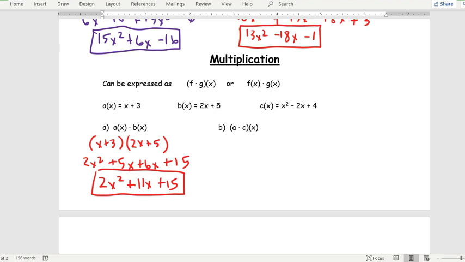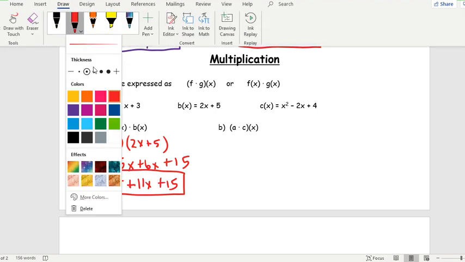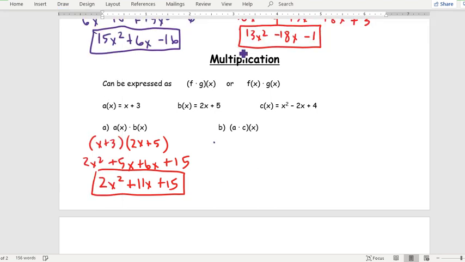All right. Why don't you pause the video there for 1 second and work example B. Okay, we're back. Let's see what you got. So A, which is x plus 3, and we're going to multiply that by x squared minus 2x plus 4.